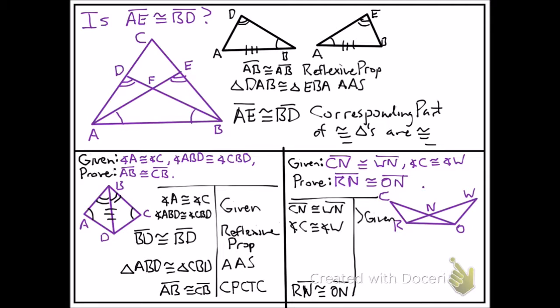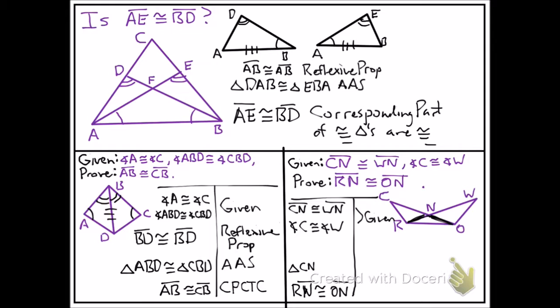Now, I want RN and ON. RN and ON are these two sides here. They are not on triangles CRO and WOR. They're on the left-side, right-sided triangles that I'm looking at. So I'm going to write those here just to give me something to work with.